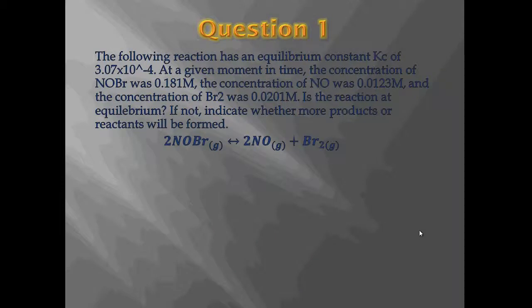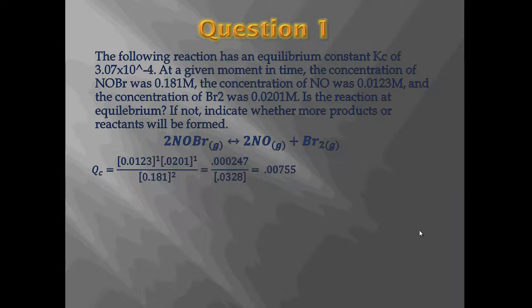Question 1. The following reaction has an equilibrium constant, Kc, of 3.0 times 10 to the negative fourth. At a given moment in time, the concentration of NOBr was 0.81 molar, the concentration of NO was 0.0123 molar, and the concentration of Br2 was 0.0201 molar. Is the reaction at equilibrium? If not, indicate whether more products or reactants will be formed. The balanced reaction was given here.